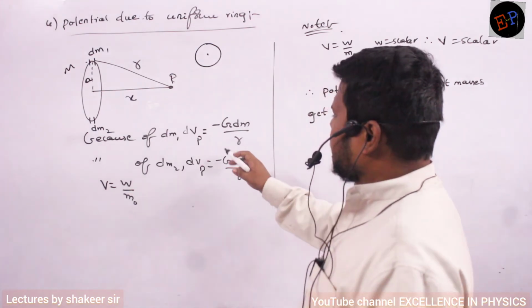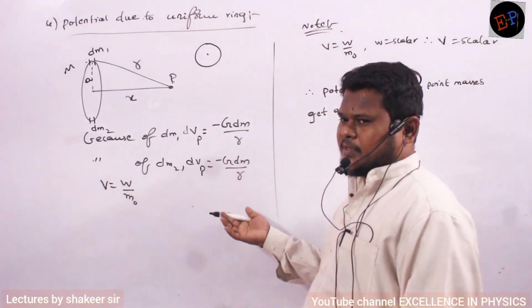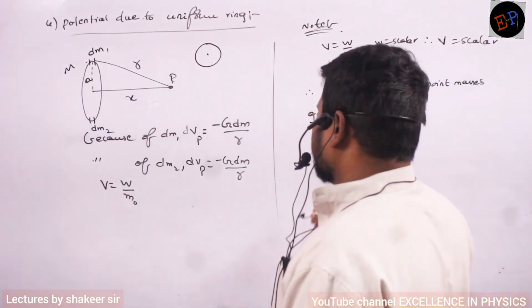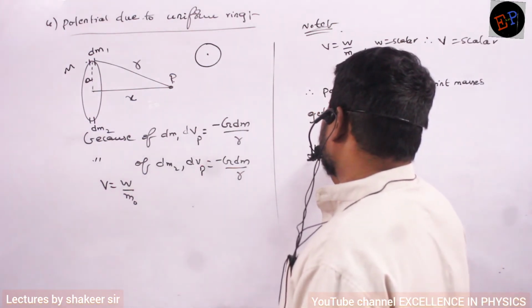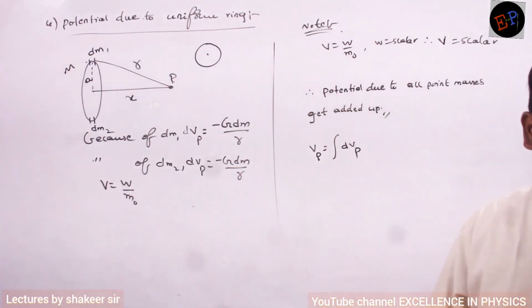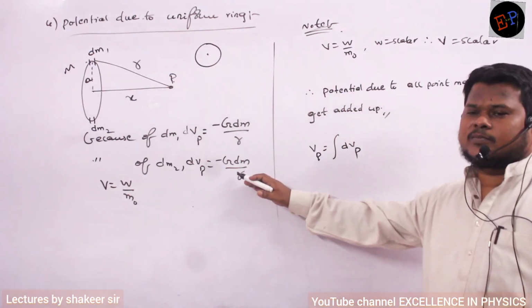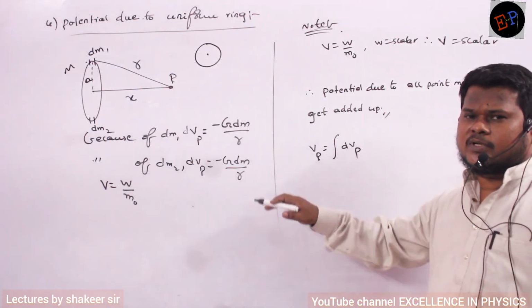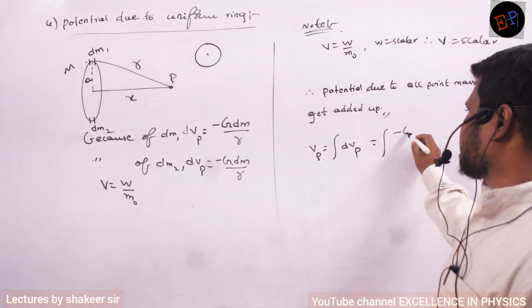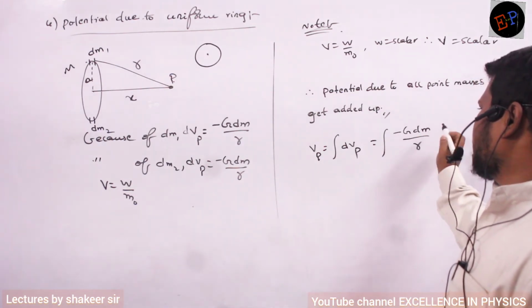Because magnitude is same, no? Every potential is negative only. So all the potentials will get added up. And what is meant by that? So potential at point P is integration of dVp. That's all. No? Addition is nothing but integration. Just integrate this potential due to point mass, then you will get potential due to total ring. So integration of minus G dm divided by r.